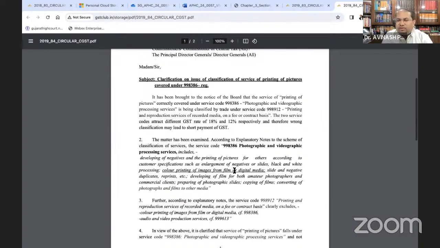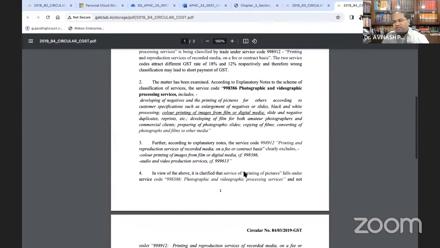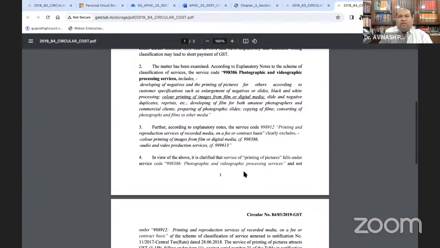So the first one is photographic and videographic processing services. Second is printing and reproduction services of recorded media, printing and reproduction of the recorded media on a fee or contract basis. So these two are there. In the first case, the rate is 18%. In the second case, the rate is 12%. And therefore, the anticipation is if there is any misclassification, then it may lead to the short payment of tax. Instead of paying 18%, you might pay 12%. The matter has been examined.